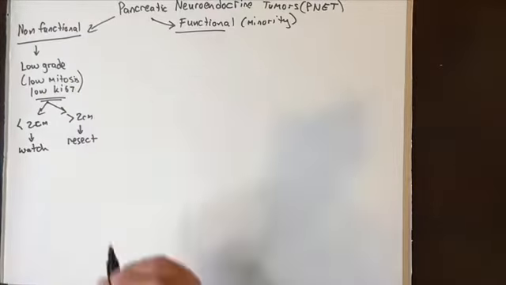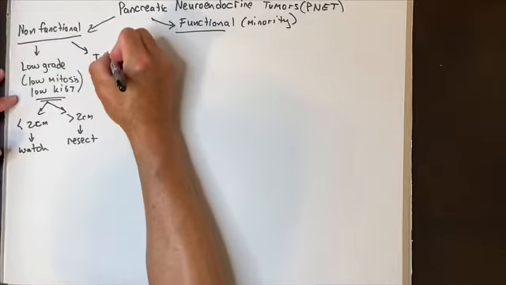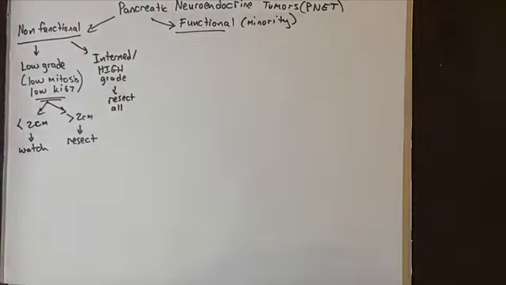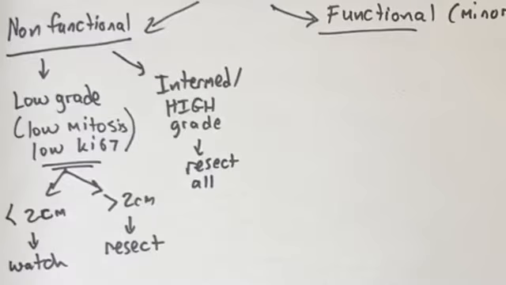PNETs are also subclassified as low-grade, intermediate grade, or high-grade based on mitotic rate and the Ki-67 percentage. A low-grade, non-functional neuroendocrine tumor that is less than 2 centimeters in size is sometimes simply observed, but anything larger than this you should surgically remove. Resect all intermediate and high-grade non-functional PNETs also.